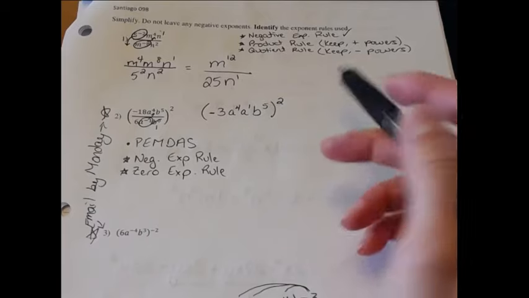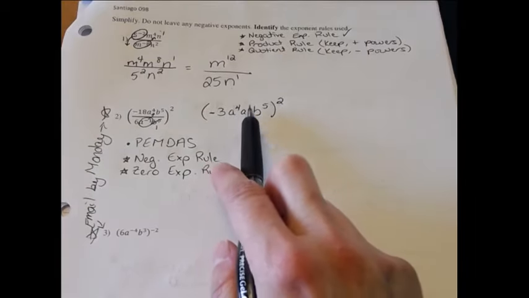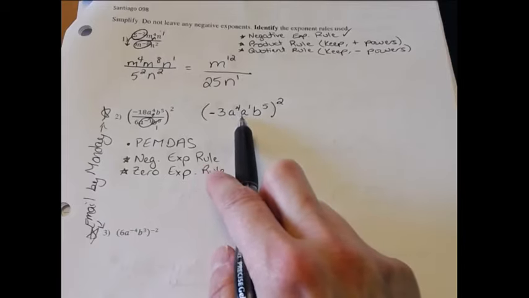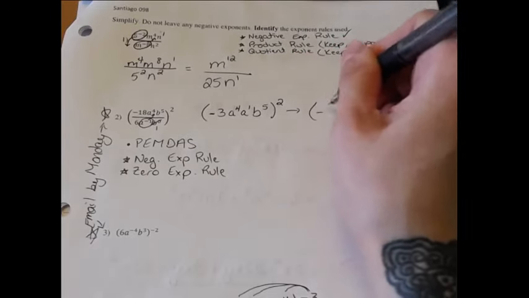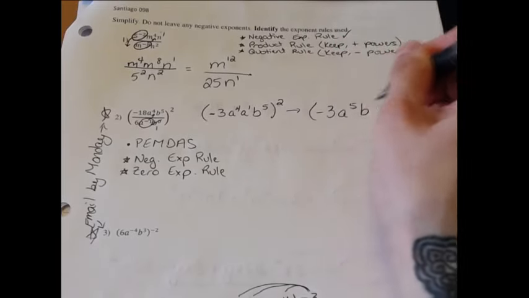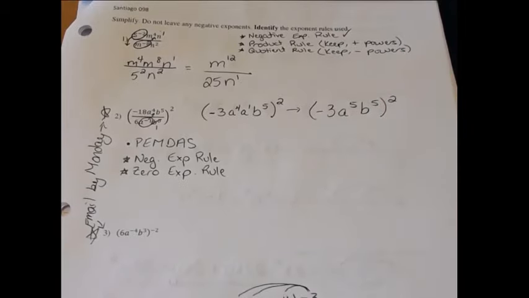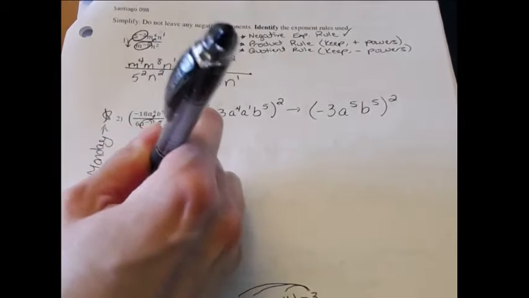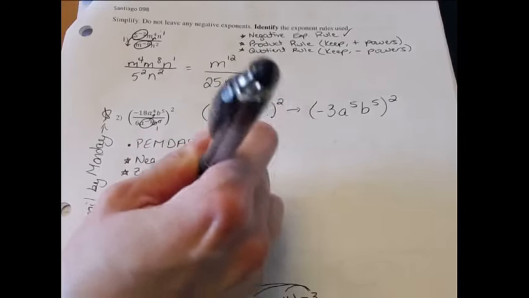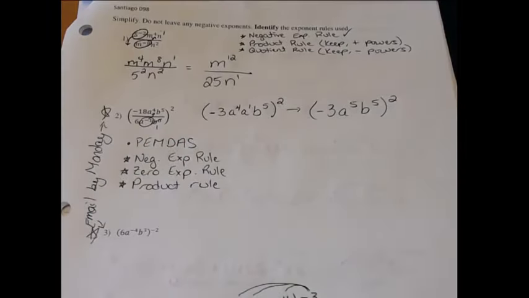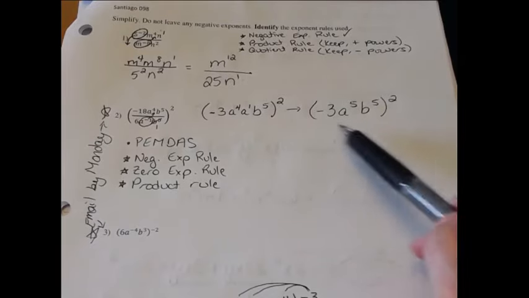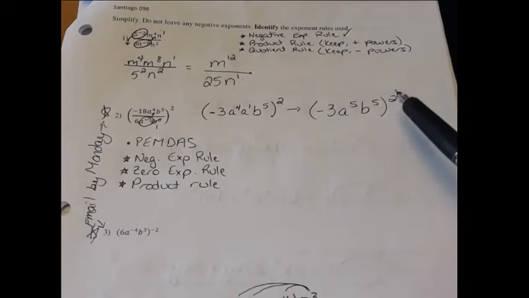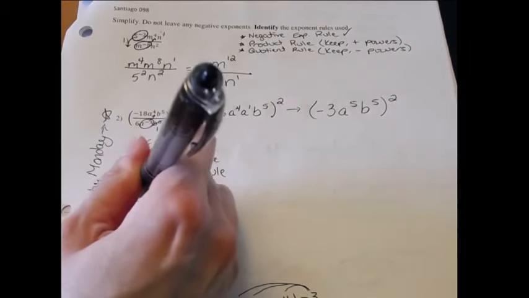So now let's continue here. Notice we have an a to the fourth and an a to the first. Well, a to the fourth times a to the first is a to the fifth. So that's the next thing. We're going to rewrite this as negative 3, a to the fifth, b to the fifth, raised to the second power. So now we notice that we just used the product rule. Now that everything is simplified inside the set of parentheses, we notice that we're raising the entire expression to the second power. So that implies we're about to use the power rule.